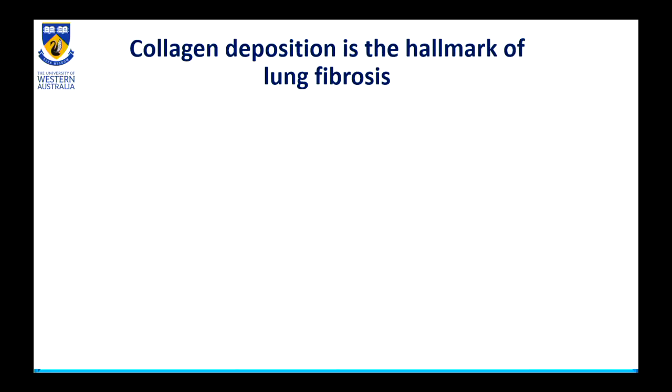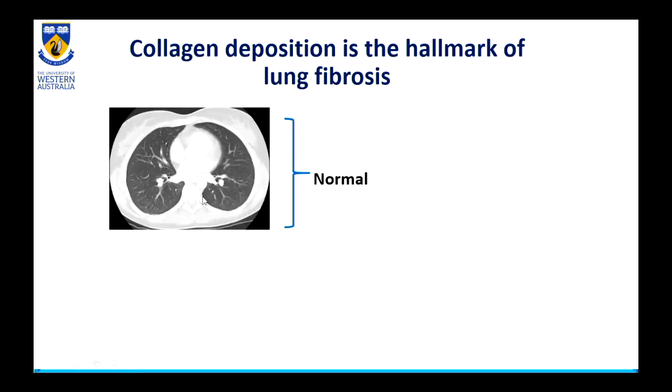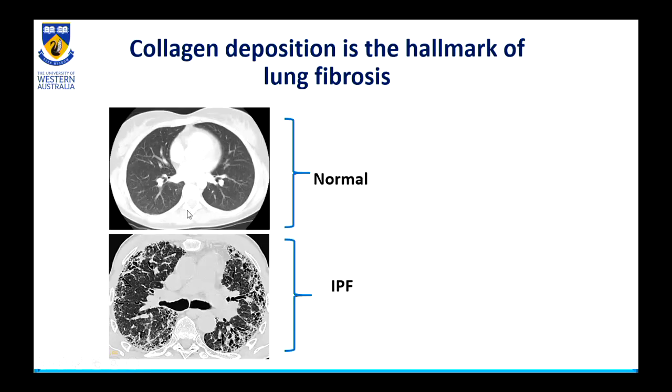So collagen deposition then is the hallmark of lung fibrosis, as it is the hallmark of any fibrotic condition. This is normal lung, and this is IPF lung. You can imagine you're not going to get such a good effect breathing, with IPF lung. There's a lot of fibrosis. All the white is fibrosis. You want to see dark. Dark is air. And so the white is the fibrotic areas, and there's holes as well. And there's this area around here, it's called honeycombing, which is a characteristic of IPF.